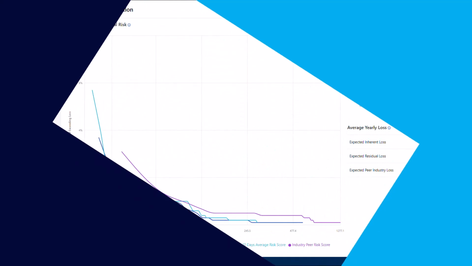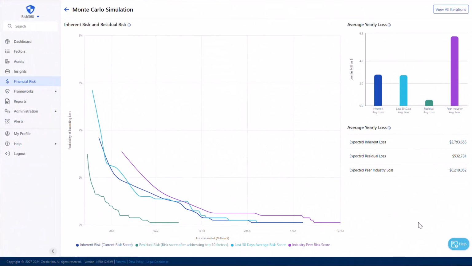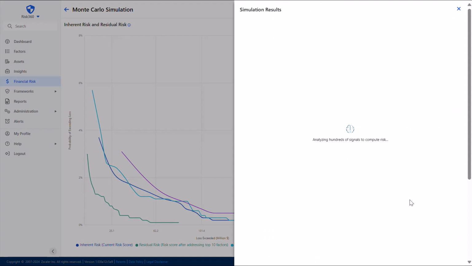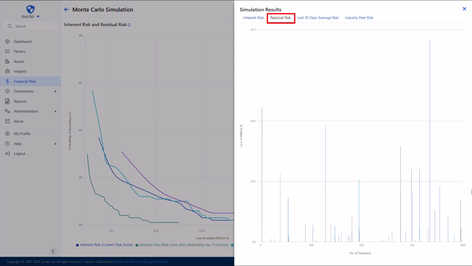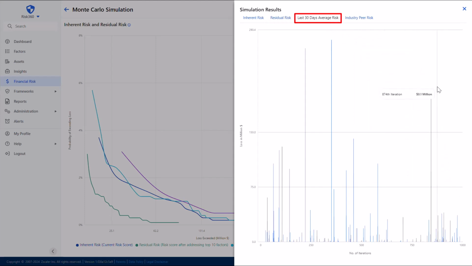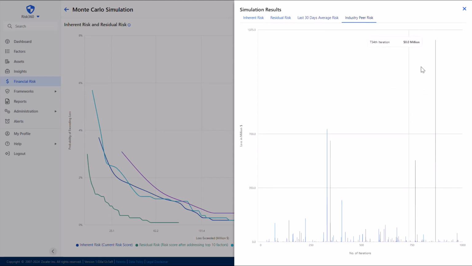After we do the Monte Carlo simulations, we generate results of simulations under different scenarios. You can see, under all iterations risk parameters we have, the inherent risk is based on the current risk score. The residual risk is the risk score of an organization after mitigating the top 10 risk factors. Last 30 days average risk is the average risk score of an organization in the last 30 days. Lastly, industry peer risk depicts the average risk score of peer organizations.